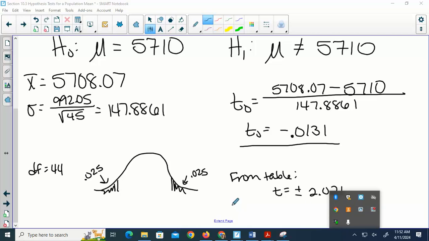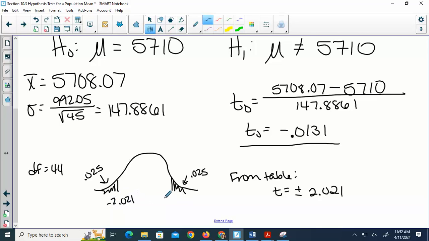Okay, so we have our t value. That's our cutoff. So negative 2.021, positive 2.021. Would ours be in that shaded region? No. So what does that mean? Fail. Fail to reject.